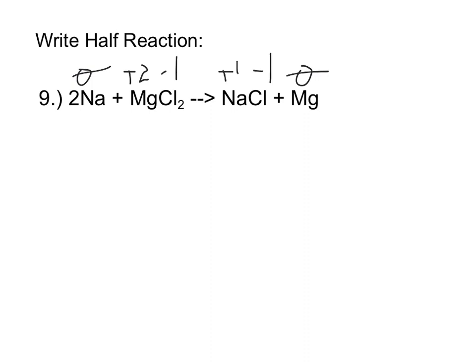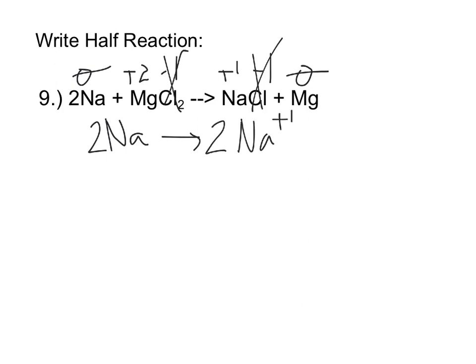And then evaluate, did anybody not change charges? We would call those spectator ions. And it would appear that chlorine stayed -1 on both sides of the reaction. And now we're kind of starting with where we've been. And remember, the goal is to write a half reaction. So we have 2 sodiums that are elements becoming ions, and then we have magnesium ions becoming solid magnesium.